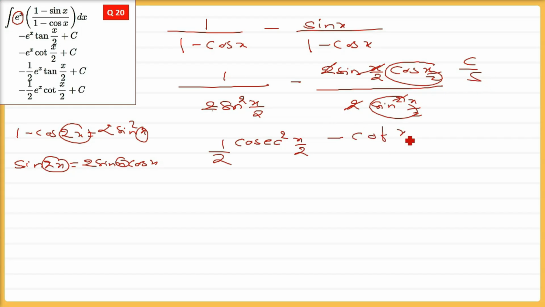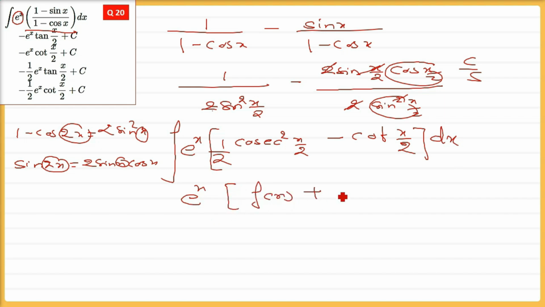So we write cot x by 2 here. Now we are approaching, because we want to integrate now. e^x is already there. Now we are integrating. But one thing which I see here is, I want to match it with e^x (f(x) + f'(x)). For that we need f(x) first and then f'(x) second. That's the default trivial thing which we were doing earlier. The result will be e^x f(x) after the integration.